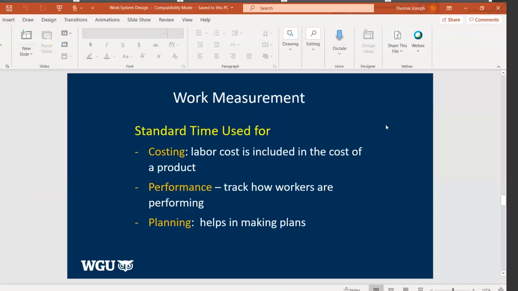All right. So think of yourself if you're working for a hospital. When the company developed your job, they also take into consideration not how much money they can make by hiring you, but how much they should pay you, the employee, in order to get this job done. And the next thing is performance, which is to track how the worker is performing. And then lastly, planning, which helps in making plans. So these are three things that are considered when an organization is deciding on standard time.